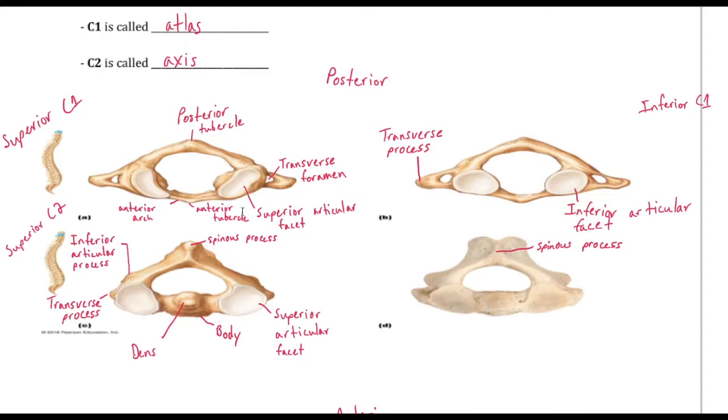And then on our inferior side, we have, again, our transverse process labeled, and then our inferior articular facet processes as well. Then on our superior C2 picture, we have our spinous process now, because this is where we start to look kind of normal. We have our superior articular facet, we have our body, and we have our dens here, and our transverse process. Now the dens is very, very interesting.